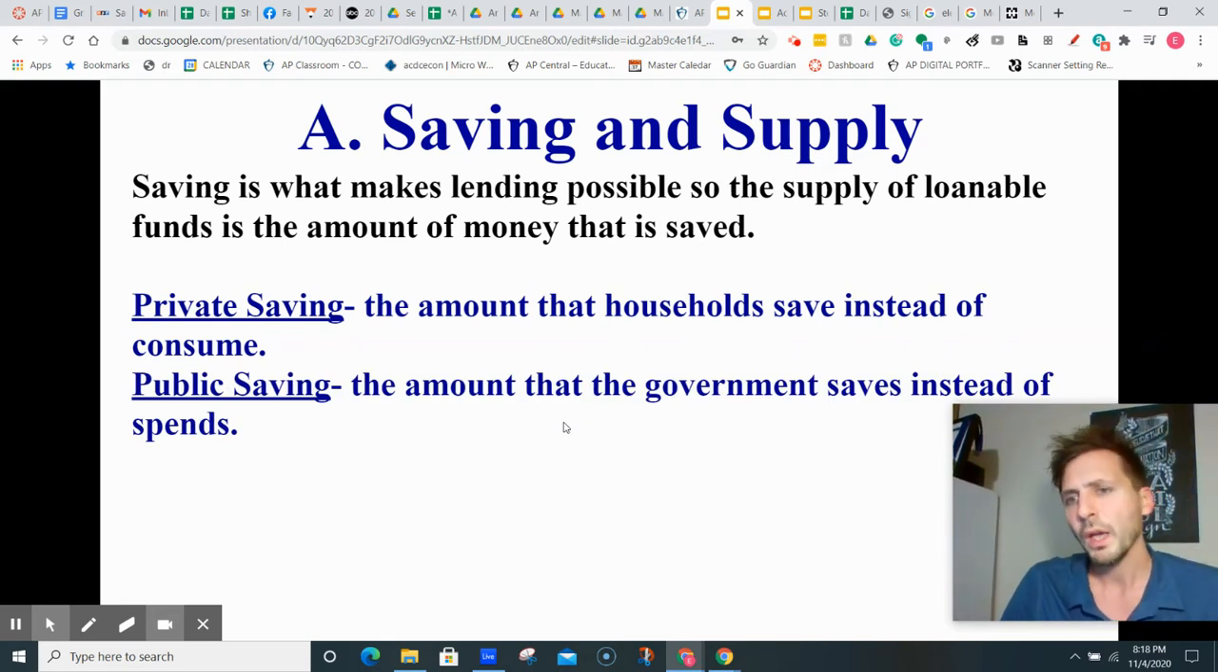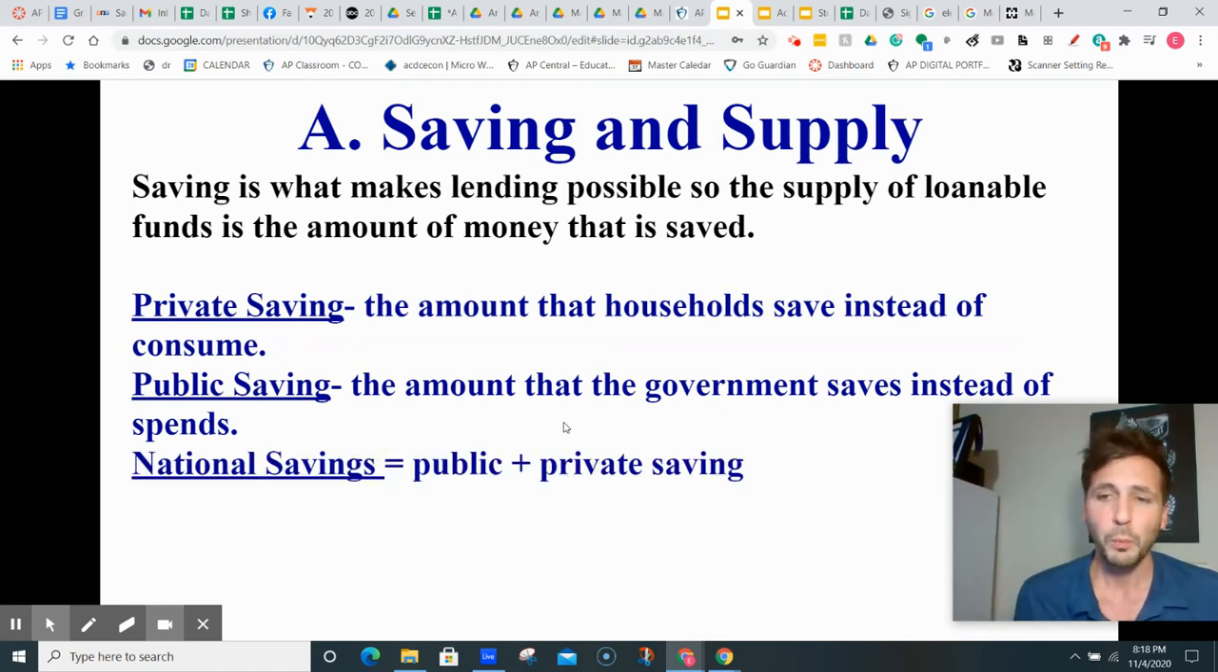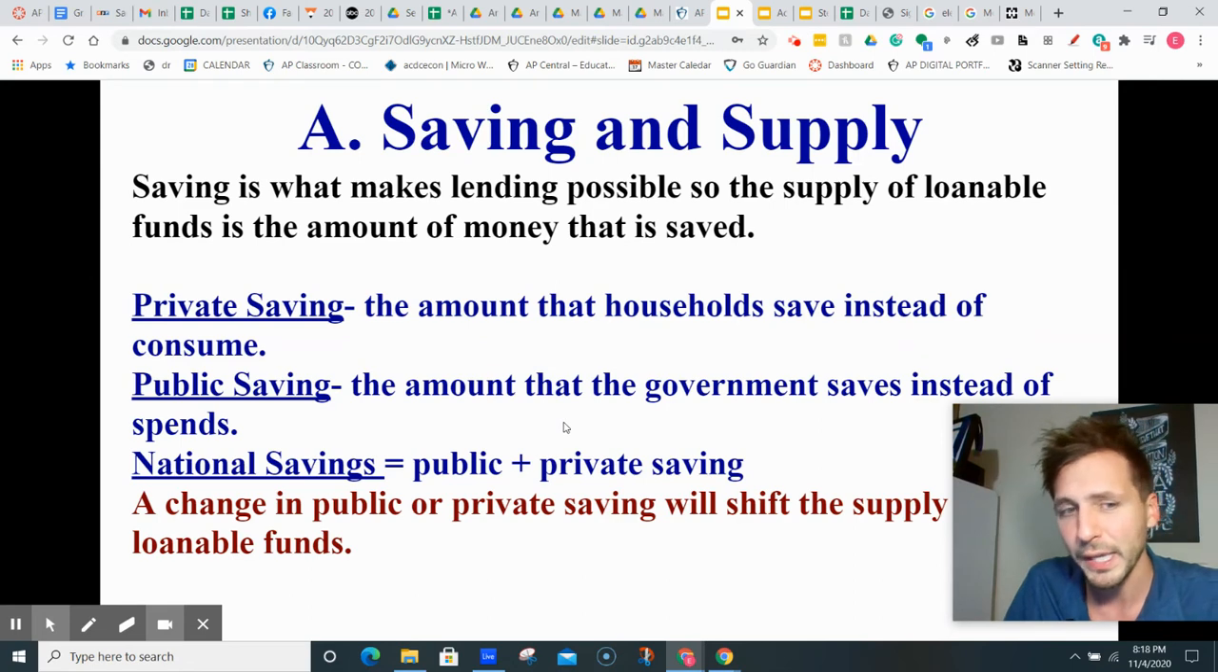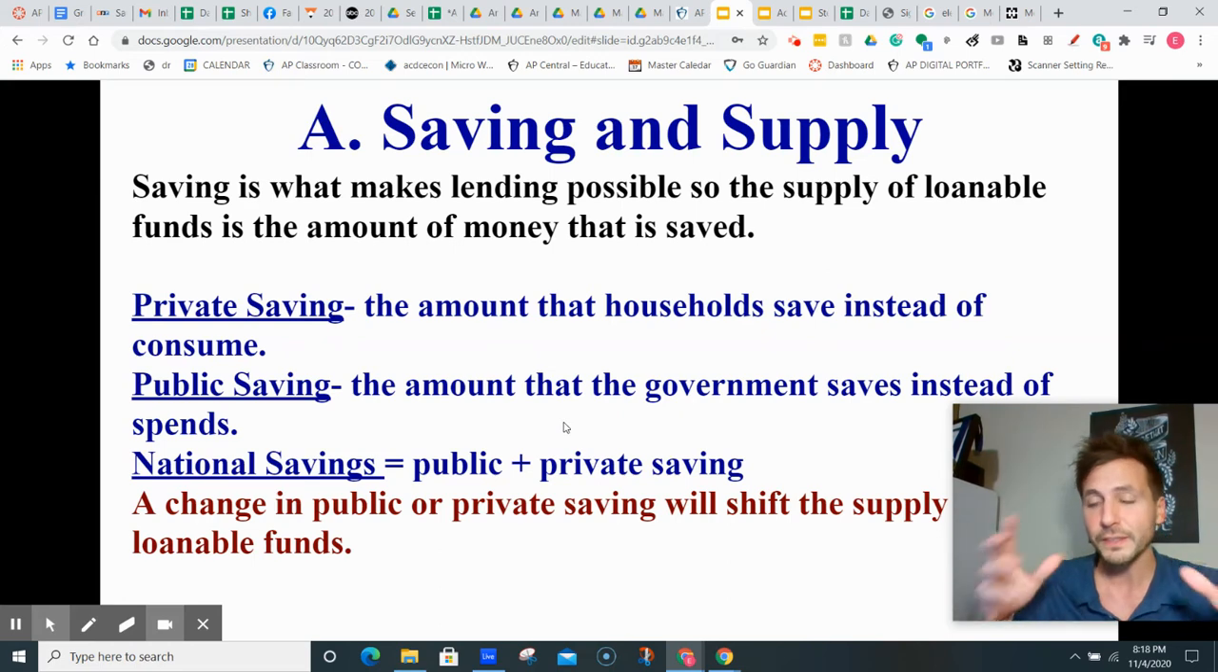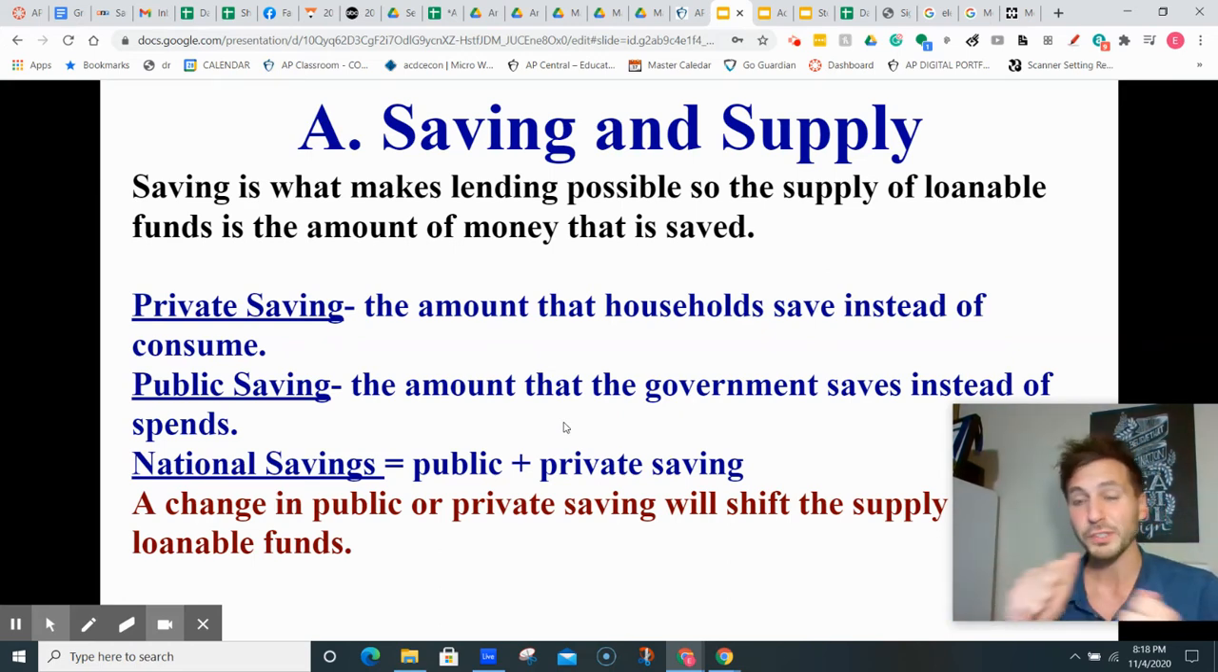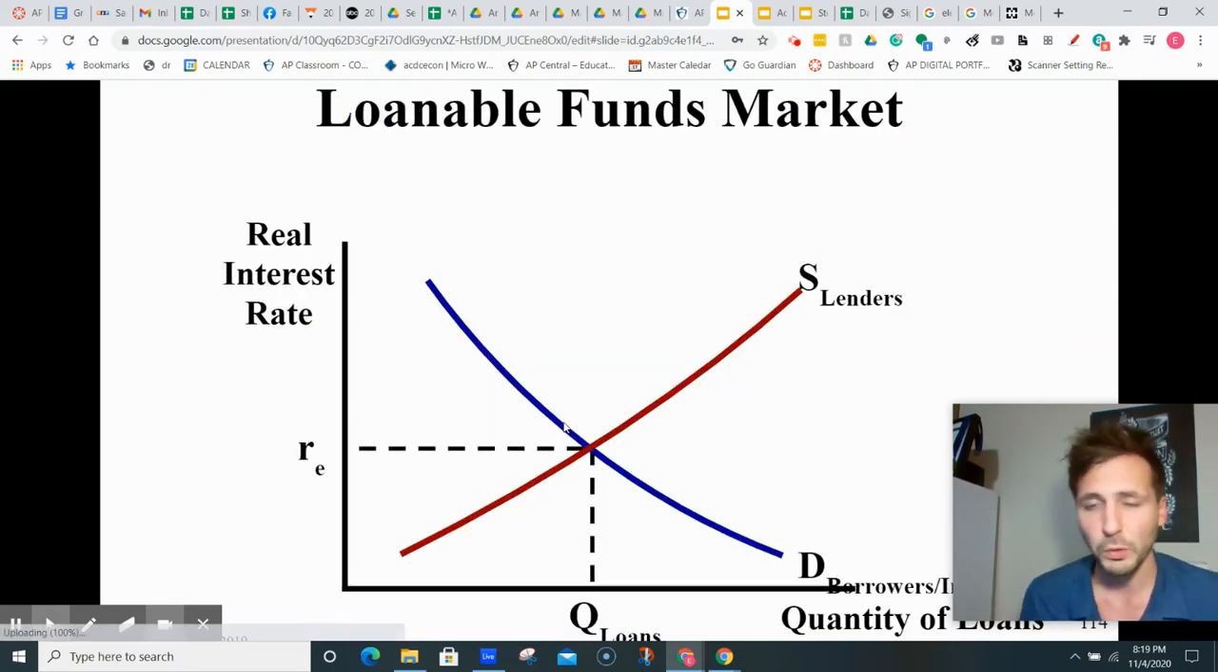There's public saving. On occasion, when tax revenue comes in, the Federal Reserve will put some of that money into the banks, into savings. That shows up as a supply of loanable funds as well. When you put those two things together, the private and the public, households, businesses, and the government, you get national savings. And when national savings go up or down, you have a change in the supply of loanable funds, which is what it says right there. So to me, that's the easiest thing to remember. Supply, savers, savers, supply. Whenever savings changes, it's a change in the supply of the loanable funds market.